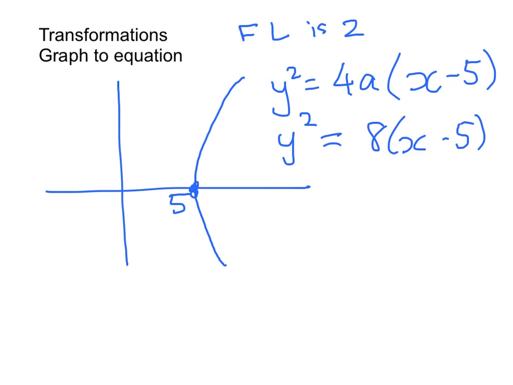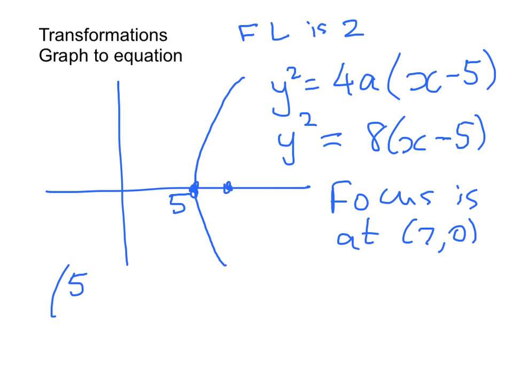minus 5. Right, if the focal length is 2, the focus is at 7, 0. Right? So remember, we can think of this as being the original parabola transformed by a vector of 5, 0. So the original parabola has got a focus at 2, 0.